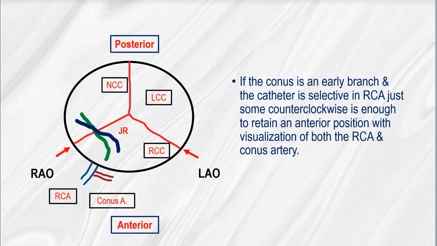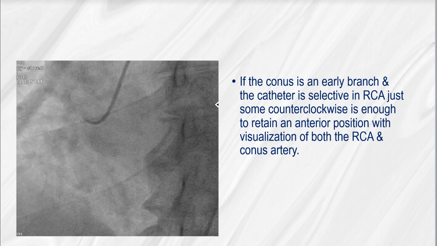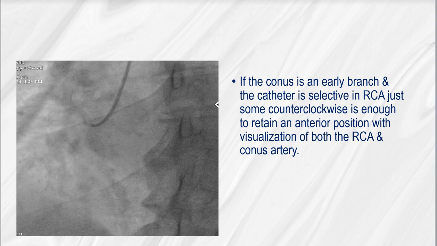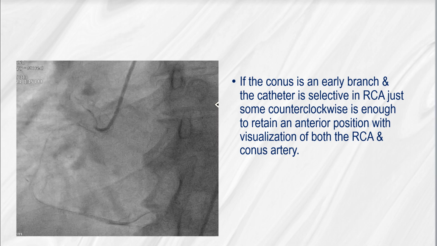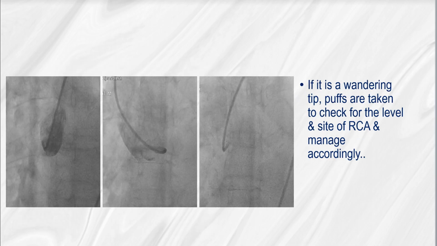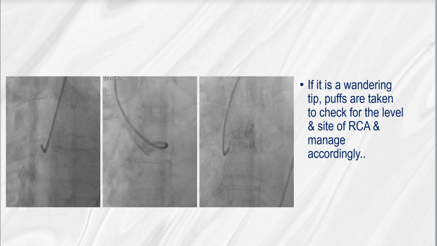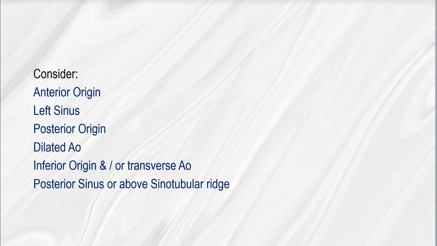If the conus artery is an early branch and the catheter is selective in the RCA, just some counterclockwise rotation is enough to retain an anterior position with visualization of both the RCA and conus artery. If the catheter tip is a wandering tip, buffs are taken to check for the level and site of the RCA and managed accordingly.